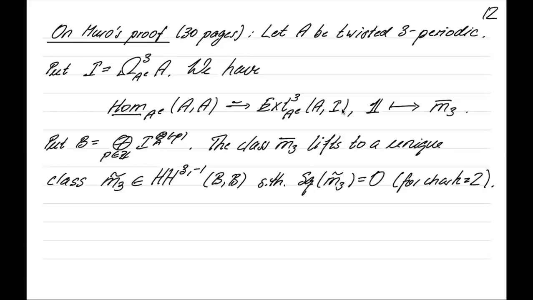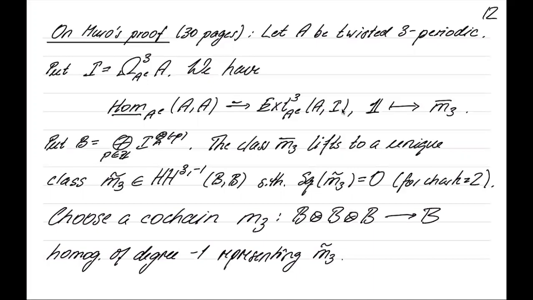Okay, so we have this class, we have this Hochschild cohomology class, and we can of course represent it by a co-cycle. Yes, I should have written co-cycle. So, of course, every co-cycle is a co-chain, but it's important that it's a co-cycle. This M3 is just a linear map from B tensor B to B, homogeneous of degree -1, which represents M3 tilde.